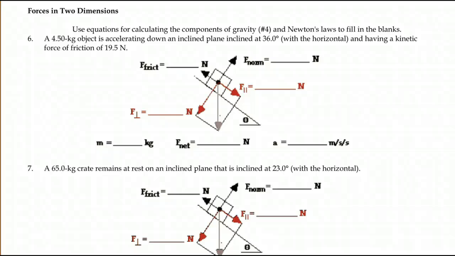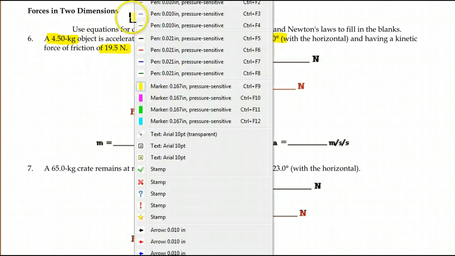Okay, we're going to put that idea of breaking the weight force down into the perpendicular and parallel components into practice here on 3 situations. So in our first case, we have a 4.5 kilogram object on an incline at 36 degrees, so that's theta, and the kinetic force of friction is 19.5 newtons.